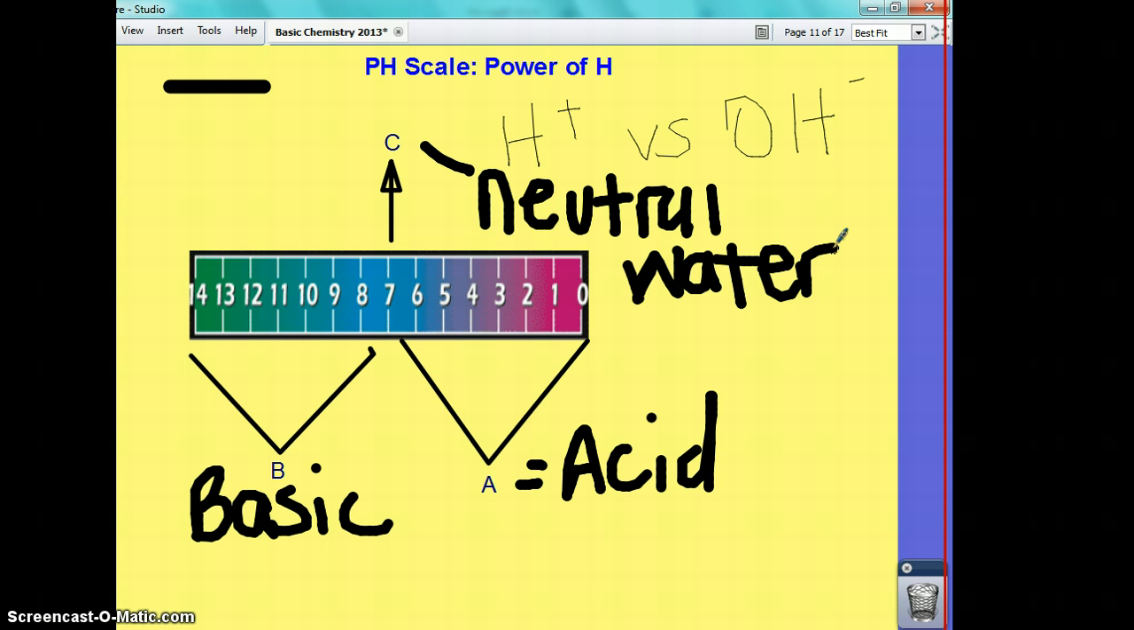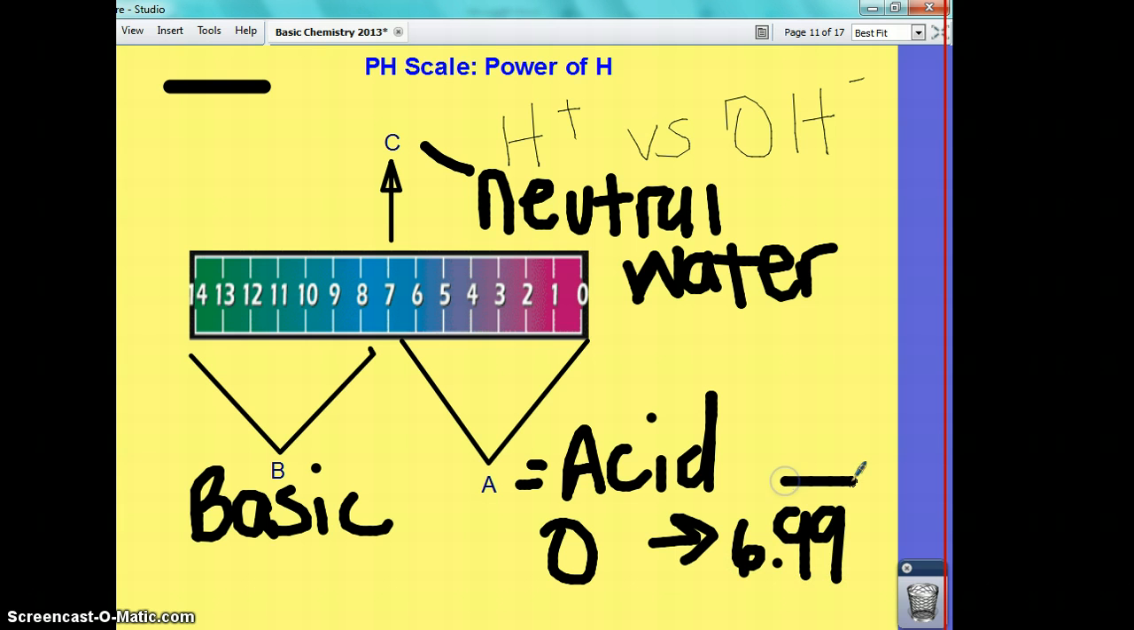All right, if you're an acid, what numbers are you on the pH scale? Who could tell me that? 0 to 6.999, let's say. All right, we'll put the line on top. If you're a base, we're going to say 7.0000, right? Up to 14. So the pH scale is from 0 to 14.